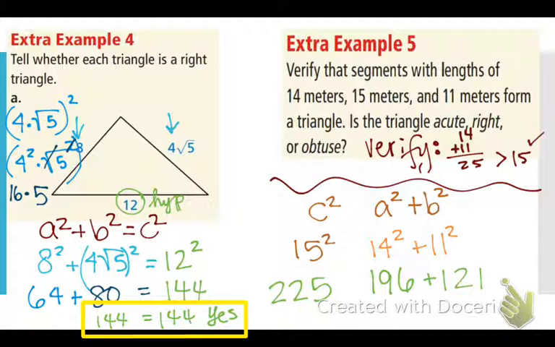So our last step, we're going to compare 225 to whatever 196 and 121 make. 317. Which makes my hypotenuse squared smaller than my legs added together and squared. So what kind of triangle is this? Acute.